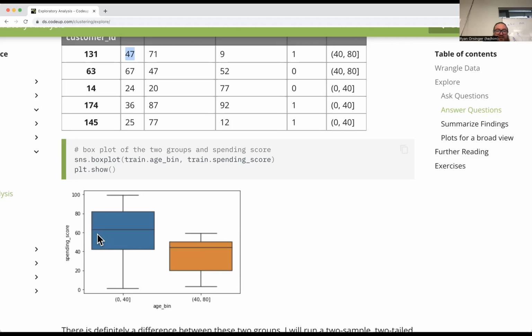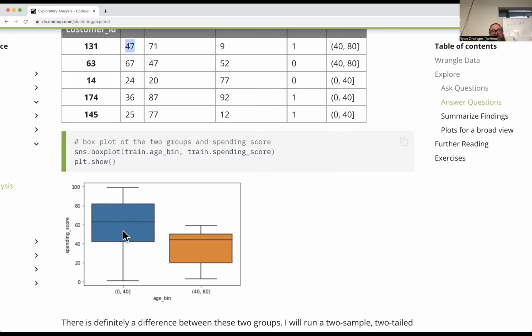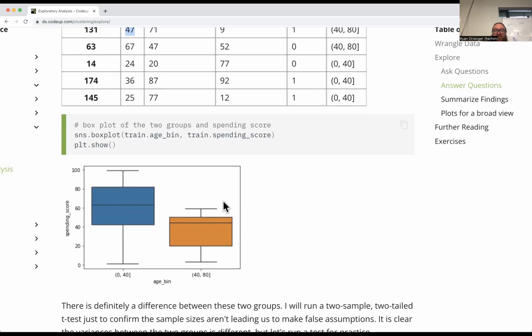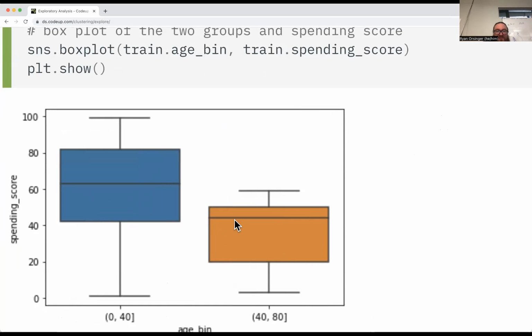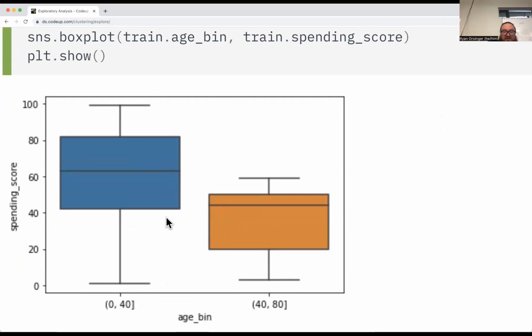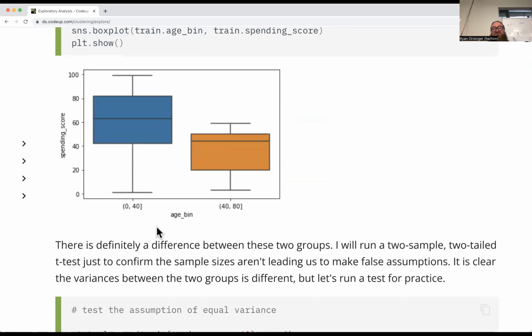So 0 through 40, that spending score median is like 64, 63. And folks 40 and under are spending quite a bit. The folks 40 to 80 are spending considerably less. The median spending score for the 40 to 80 crowd is just a hair above the first quartile for the spending score of 0 to 40. It's like an MTV commercial or something, I don't know. So there's something here. Definitely a difference between those groups.